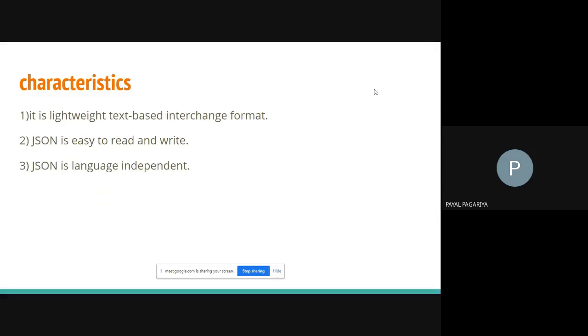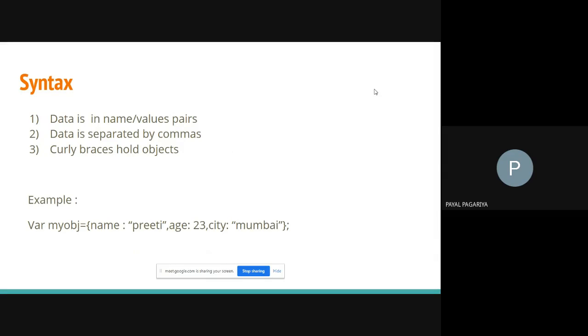Characteristics. It is a lightweight, text-based interchange format. JSON is easy to read and write. JSON is language independent. The syntax for JSON is that the data is in name-value pairs. Data is separated by commas and curly braces hold objects. This is the given example for it, where I created an object variable, myObject, and I created entities in it. This is the key and this is the value for it.